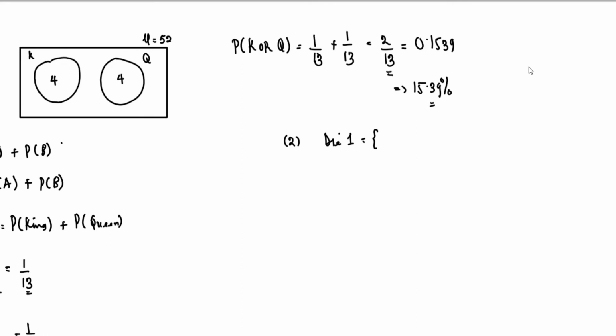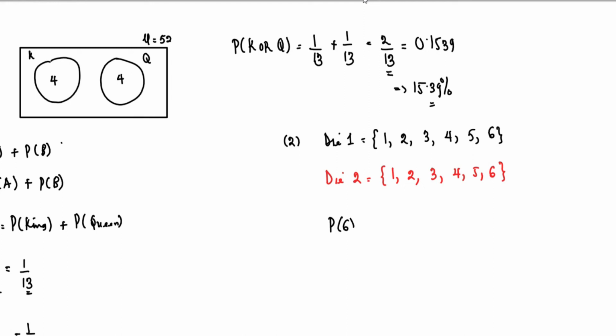So the sample space of the first die is going to be equal to 1, 2, 3, 4, 5, and 6. And the sample space for the second die, which is die 2, is going to be equal to, we have 1, 2, 3, 4, 5, and 6. So the question is, what is the probability that you're going to have a 6 on the first die or a 5 on the second die? So probability of having a 6 on die 1 is the number of 6s we have on die 1 divided by the total number of sample space. So we have just one 6 in die 1, and we have a total of 6 sample space in die 1. So that simply implies that we have 1 divided by 6.